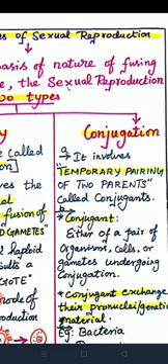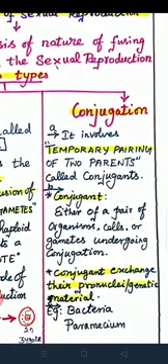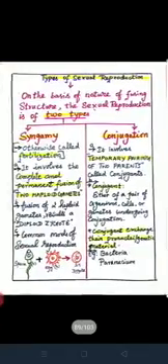What are conjugants? Either of a pair of organisms, cells or gametes undergoing the conjugation process is called a conjugant. The conjugants exchange their pronuclear or genetic material. Example, bacterium, paramecium. Last class we completed bacterial conjugation, right?